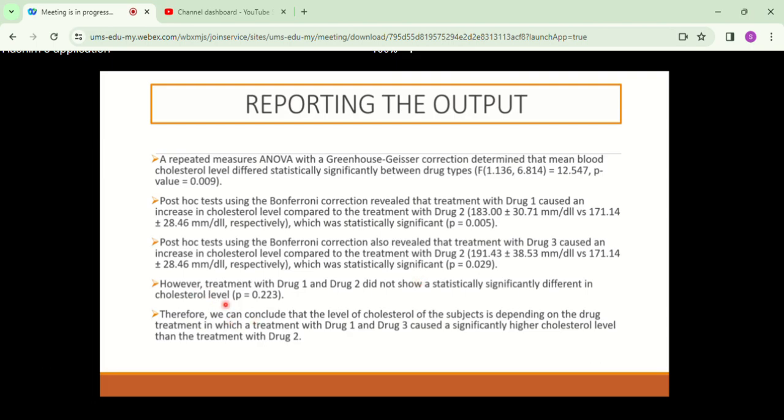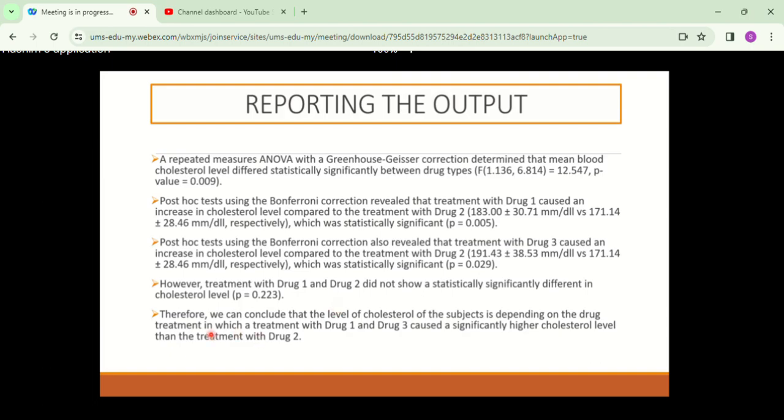However, treatment with drug 1 and drug 2 did not show a statistically significant difference in cholesterol level. So it means that drug 1 and drug 2, both of them give an increase in the cholesterol level, and then the results between them are similar. Okay. Kita tak boleh cakap drug 1 lagi meningkatkan cholesterol level daripada drug 2. Sama saja drug 1 dan drug 2. Walaupun mereka berbeza, tapi perbezaan itu tidak signifikan.